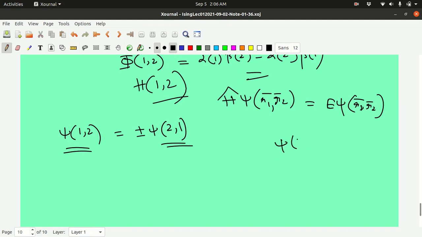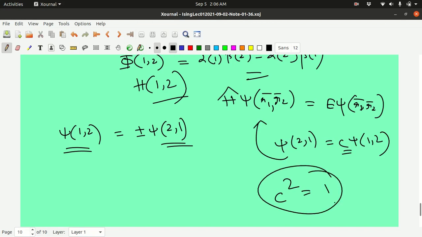So we can write psi(2,1) equal to C psi(1,2). We don't yet know what C is, but when you substitute in this equation, you will find that C squared is equal to 1, and this gives C equal to plus or minus 1, which I have written here. So that is the thing.